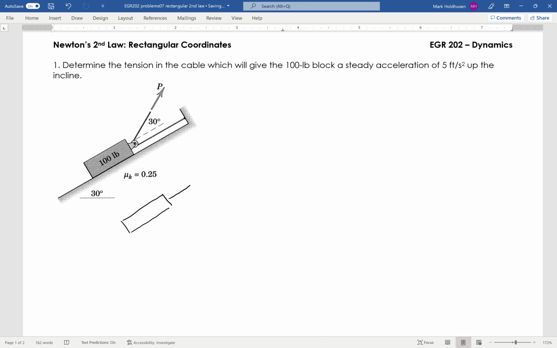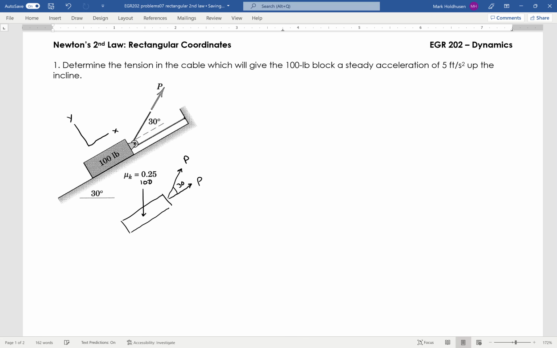And I've got not just a P going straight up the incline, but also one at an angle of 30 degrees up like that, okay? I then have a weight of 100 pounds acting just like this. Now, let me take 2 seconds and talk about the coordinate that I'm going to use. I'm going to use X and Y.